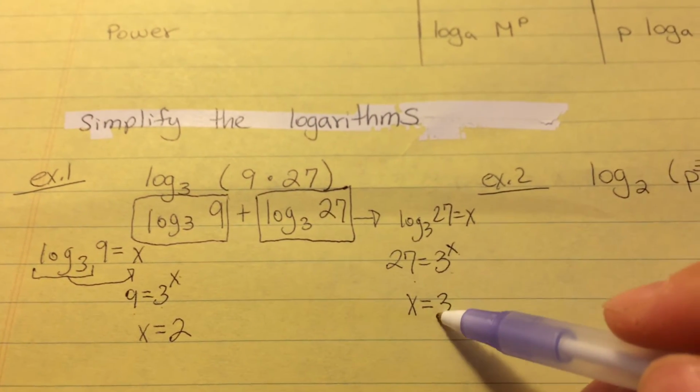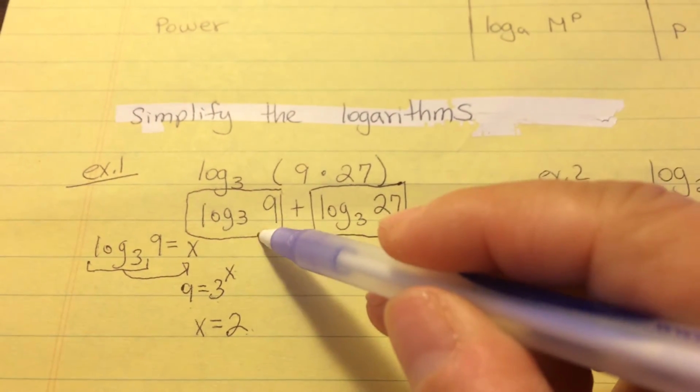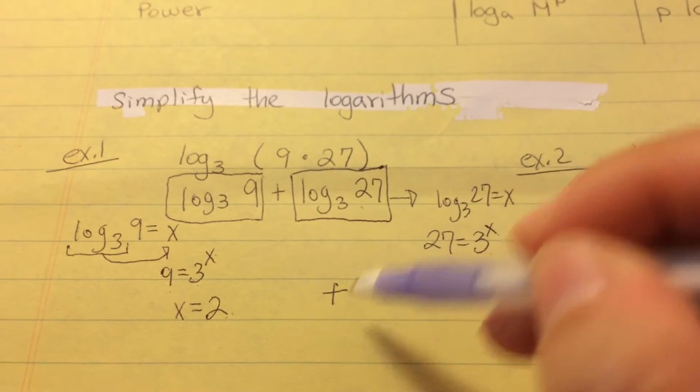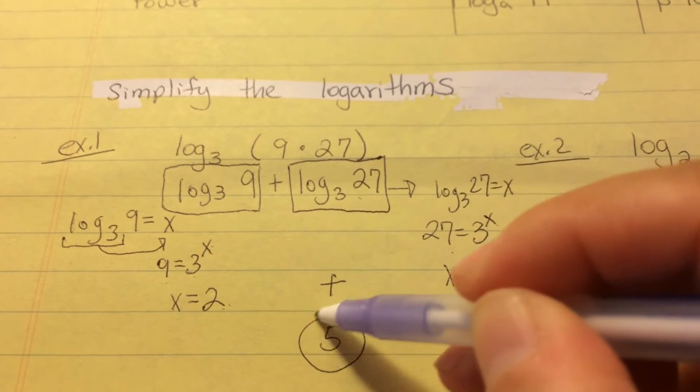So now this is right here, x equals 3 represents this part, x equals 2 represents this part right here. So if we add them together, the final answer is equal to 5. So this whole thing is equal to 5, which is the correct answer.